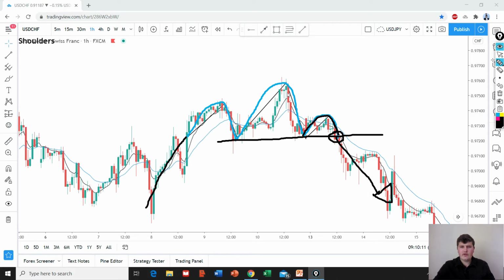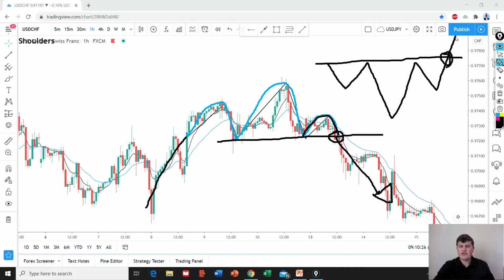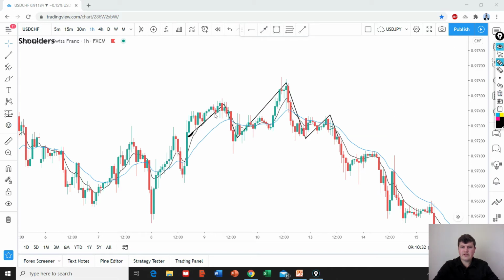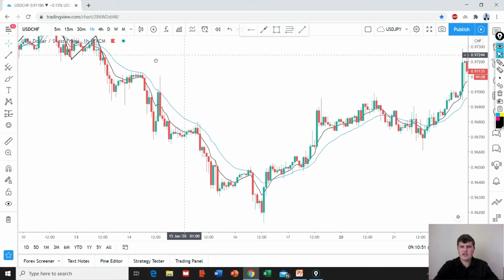And for the inverse head and shoulders, the same rules apply, where you just draw your neckline over here and you wait for the right shoulder to break the resistance area and you continue the move higher. So keep an eye out for these chart patterns. They are very common, and just draw a support area or a resistance area and wait for the right shoulder. Always wait for the right shoulder to break the support or resistance area, and then you can enter the trade. So that is head and shoulders.